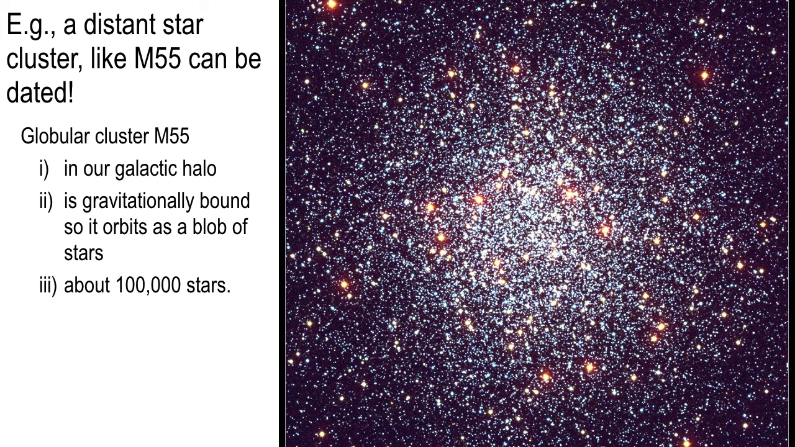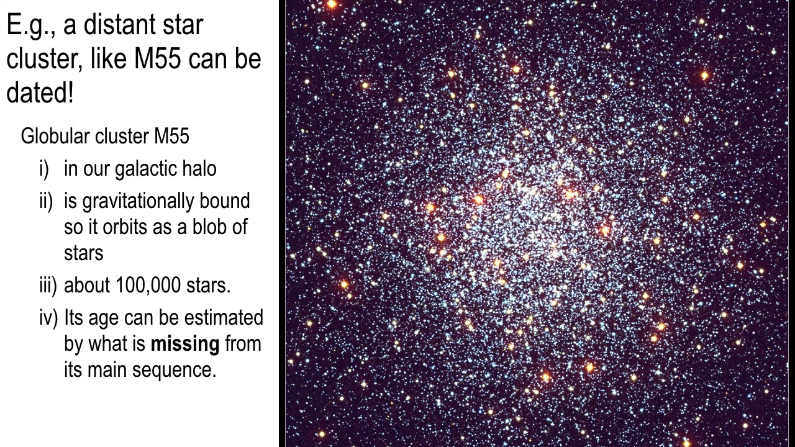With good telescopes, we can get a color and an apparent magnitude. All right? And so we can estimate the age of this cluster by looking at its main sequence turnoff. What is missing? And here's another way to put it. And I like Roman numeral 4 here. What is missing from the main sequence?